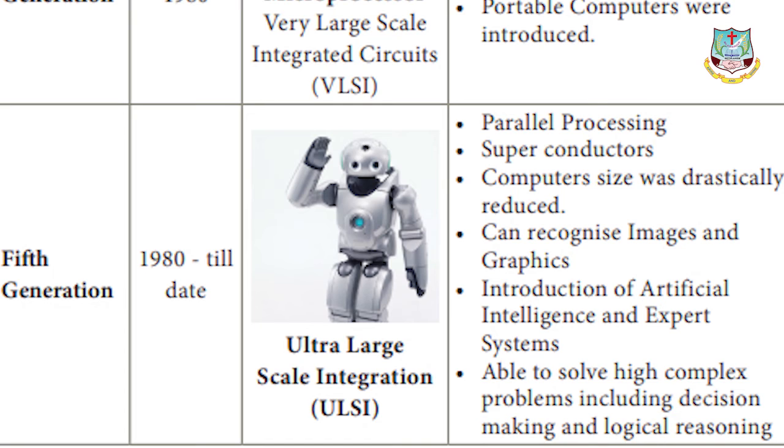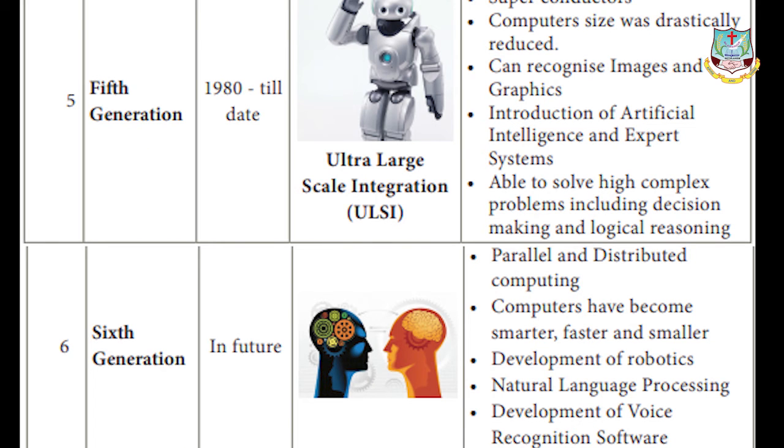And then comes the sixth generation. Sixth generation means the computers which will be used in future. Here man will be able to communicate with robotics, and the artificial intelligence or the robots will be able to communicate with man, right? This is the sixth generation. Here parallel and distributed computing are done. These computers have become smarter, faster, smaller also. This is the development of the robotics part.